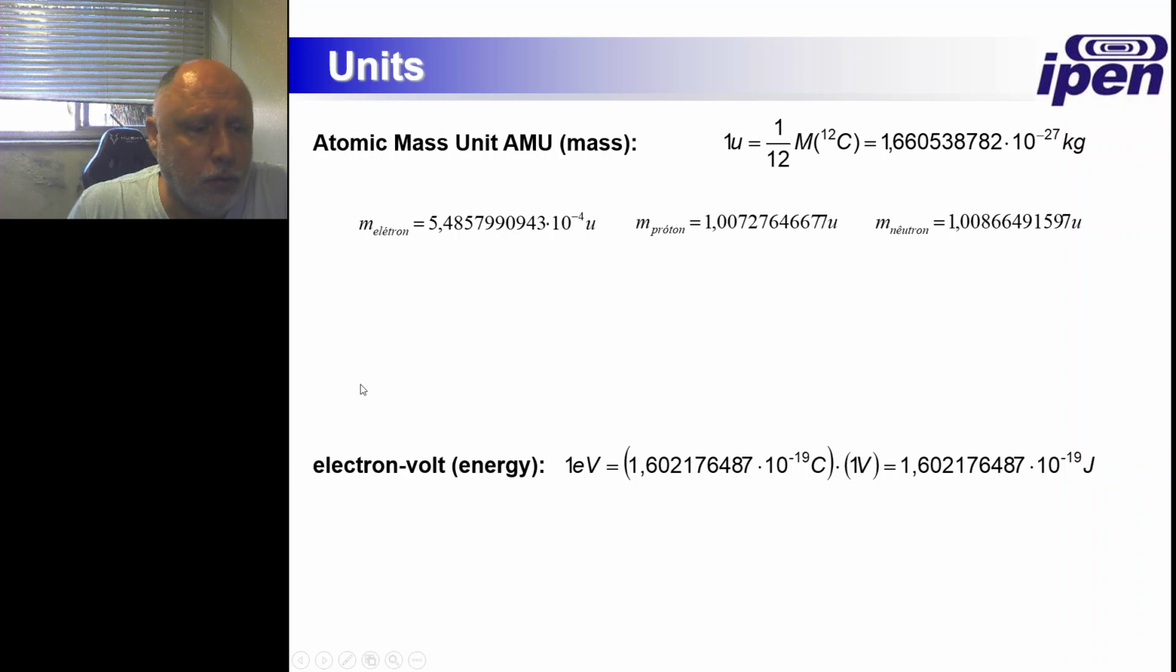And the electron volt, as I told you, is the potential energy of one electron when it's under a 1 volt potential difference, right? So it's an energy unit.